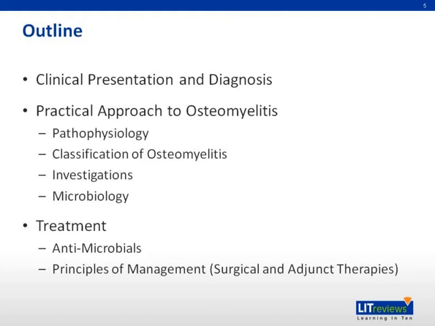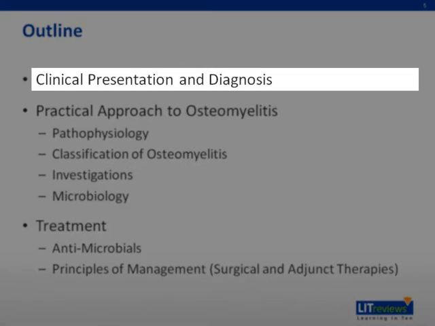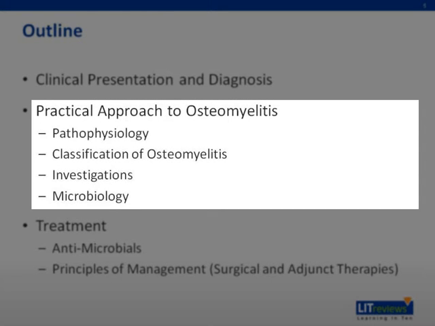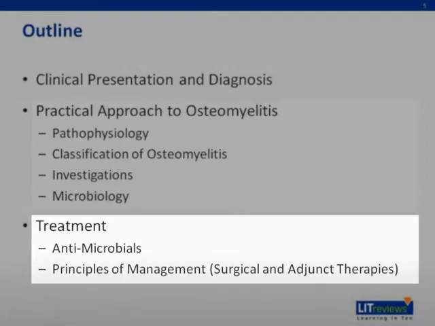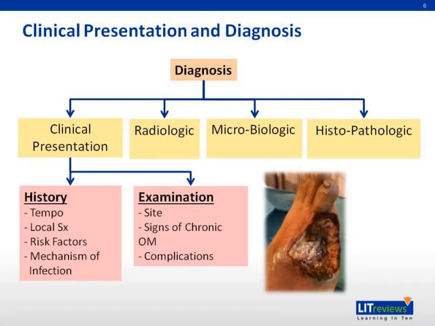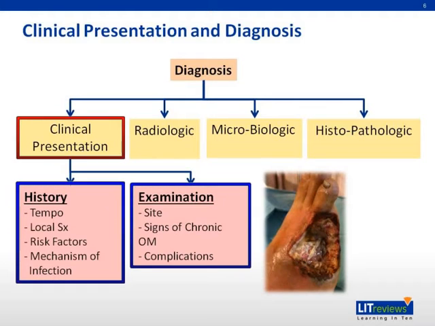We'll touch on this. For the diagnosis of osteomyelitis to be made, it's often a combination of different modalities. First, you get the history and you examine the patient. That's the patient's clinical presentation. You'll also review the x-rays, look at the culture results, and also review histopathologic findings based on bone biopsy. We'll discuss the clinical presentation in this slide.